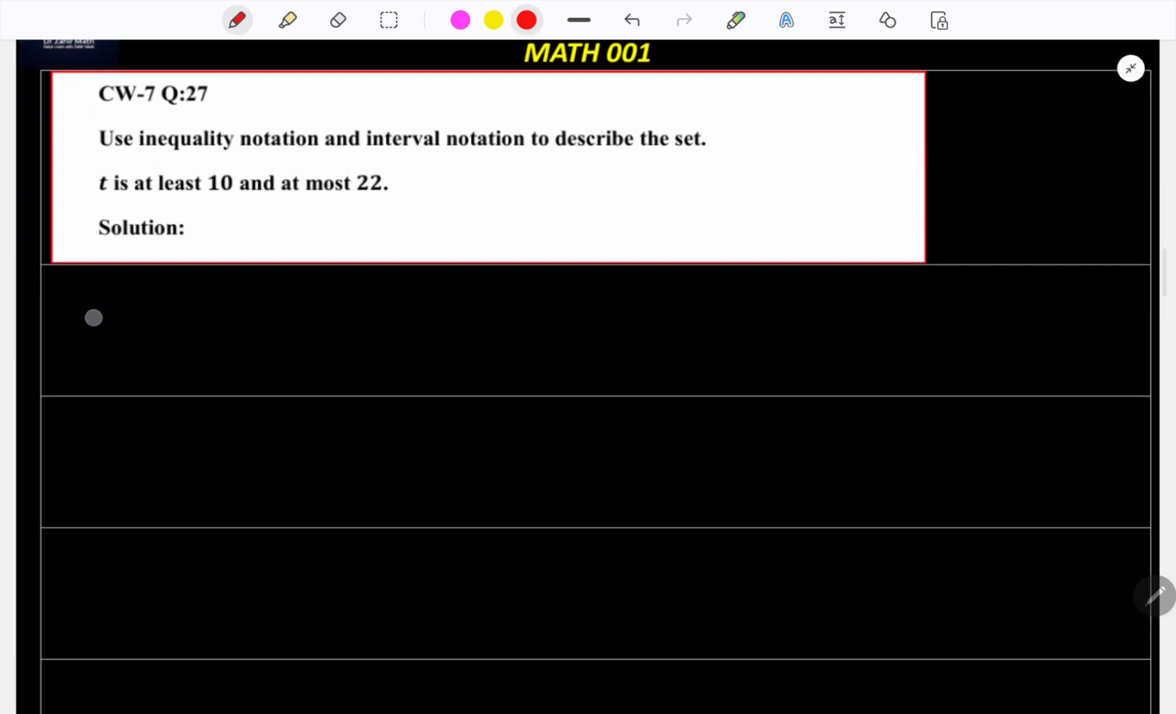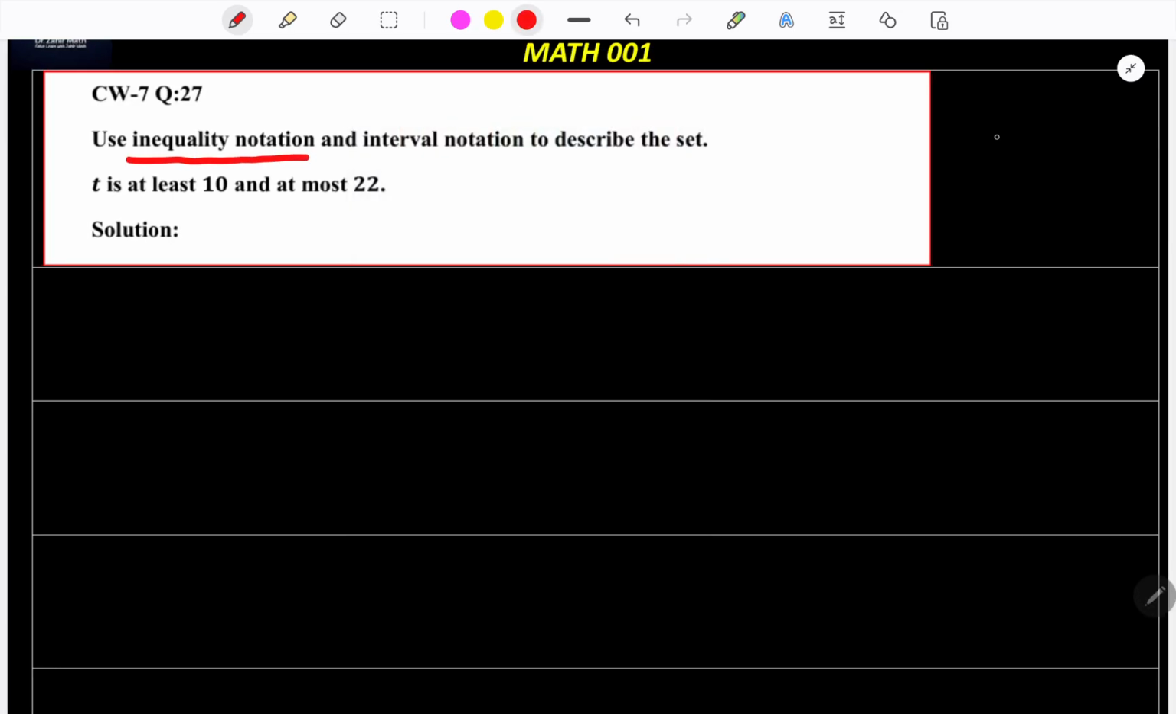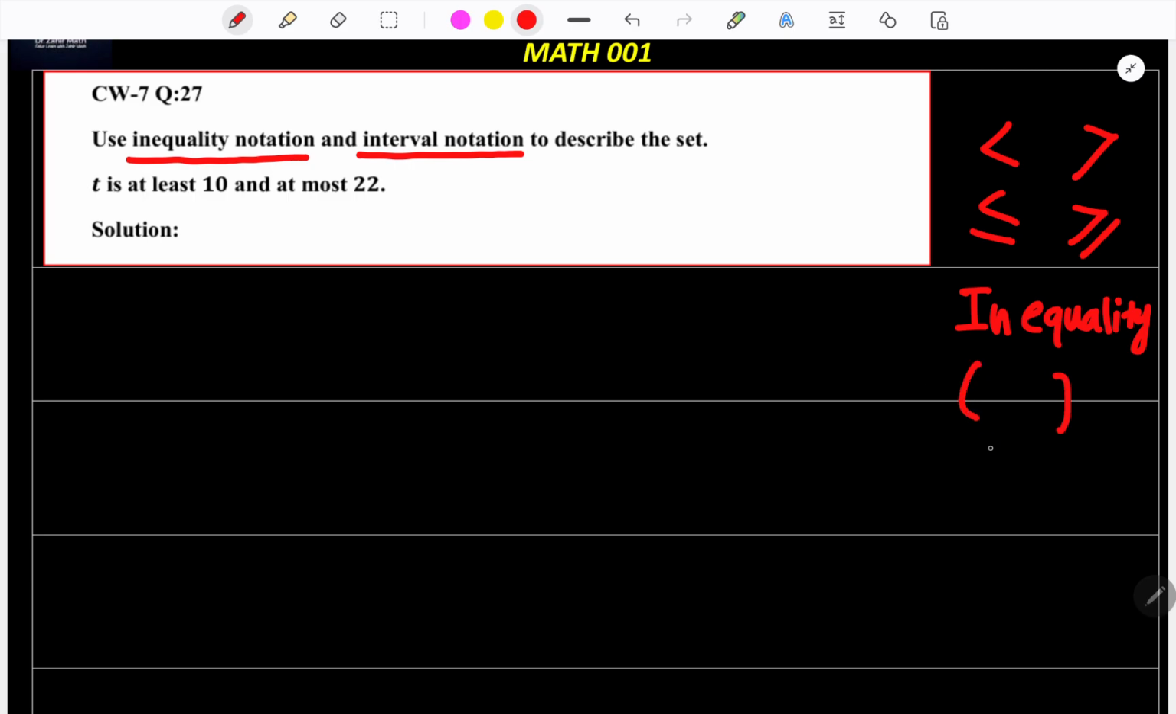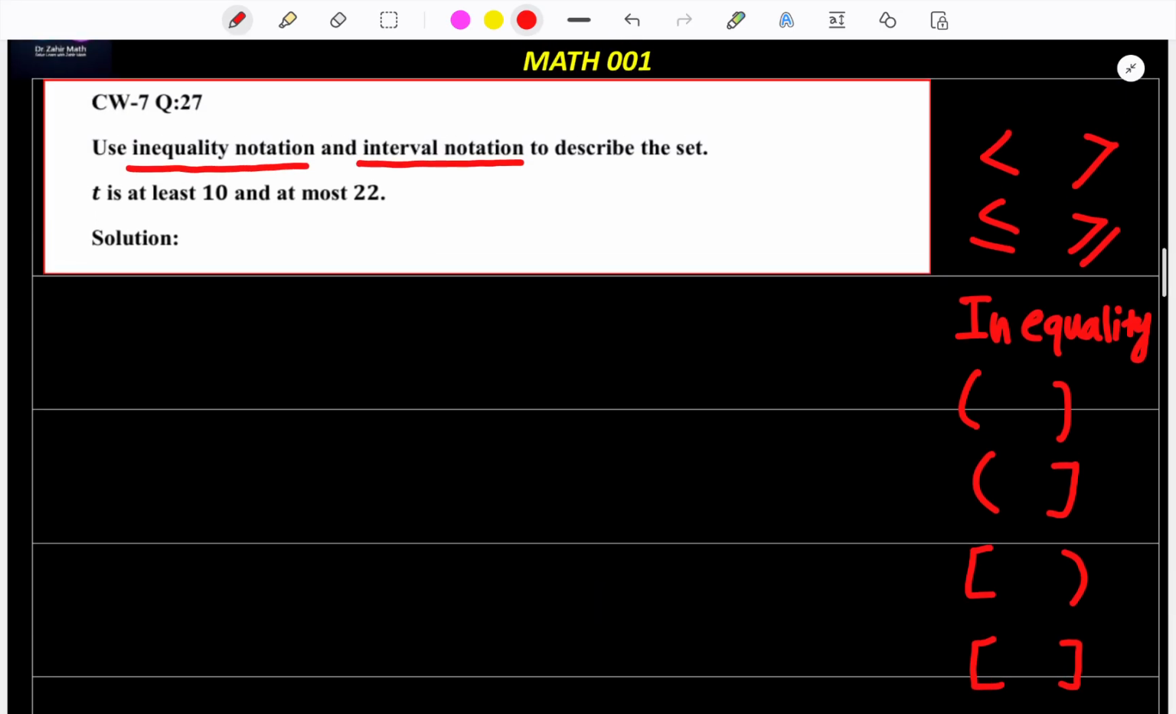Let's go to the next question. Use inequality notation and interval notation. What is inequality? This one, this one, this one, and this one. This is called inequality. The next is interval notation. What is interval? This one, this one, this one, and this one. All these things are what? These are all called interval notation.